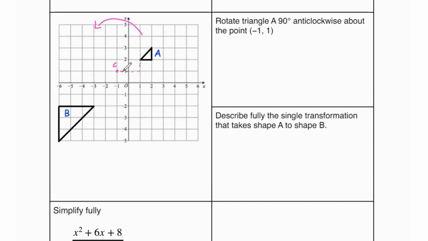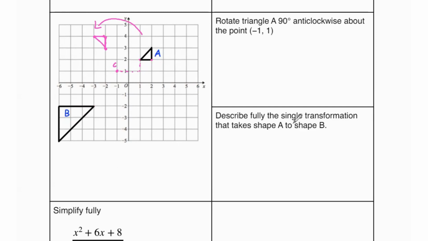If this point is horizontally 2 units away from the center and 1 unit vertically, then over here it's going to be 2 units vertically and 1 unit horizontally. For this point, we're going 3 units horizontally and 1 vertically, so over here it's going to be 3 vertical and 1 horizontal. And this one is 3 units horizontally and 2 vertically, so over here, 2 horizontally and 3 vertically. This is the triangle that we get after a 90-degree rotation anti-clockwise.